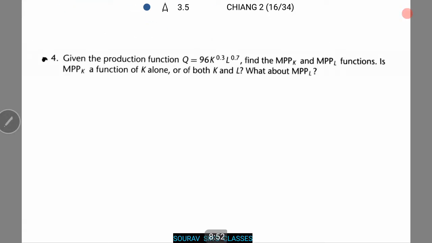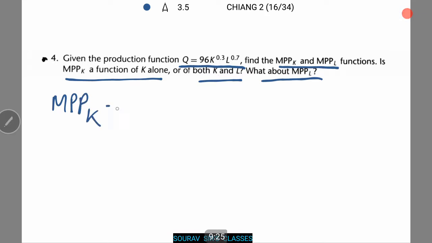Now we'll do a slightly different kind of sums. We are given a production function q equals 0.96 k to the power 0.3 and L to the power 0.7. We need to find MPPK and MPPL functions, and we need to find is MPPK a function of k alone or of both k and L, and what about MPPL. Let's do this.